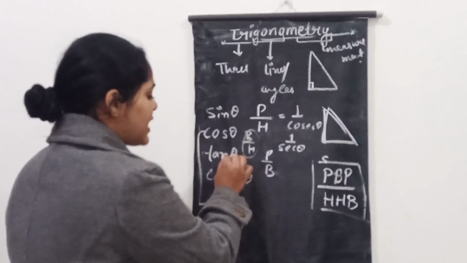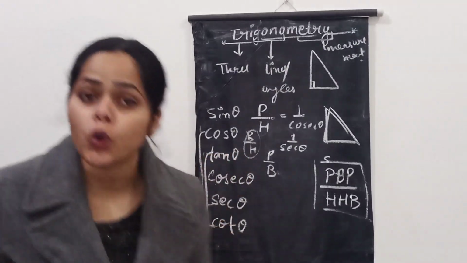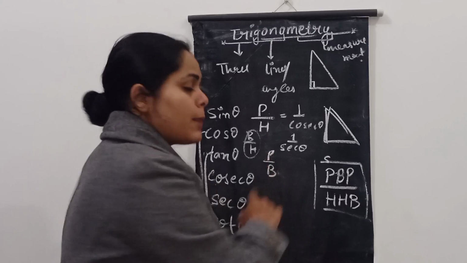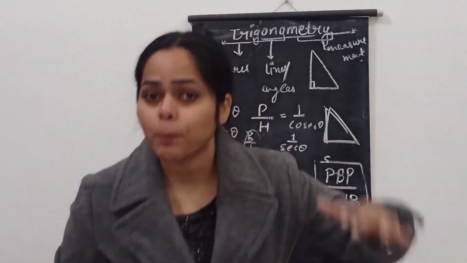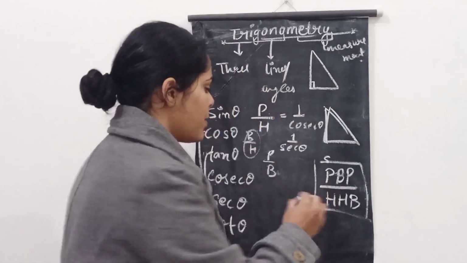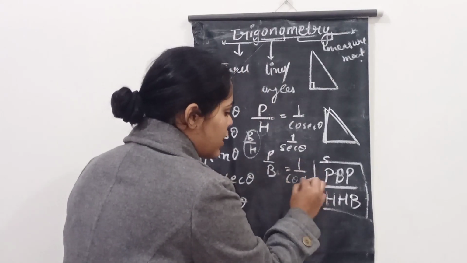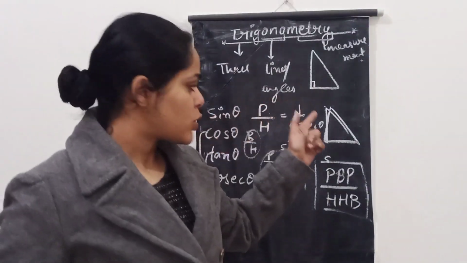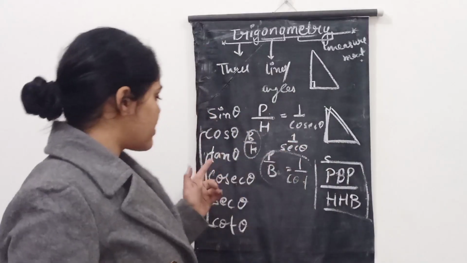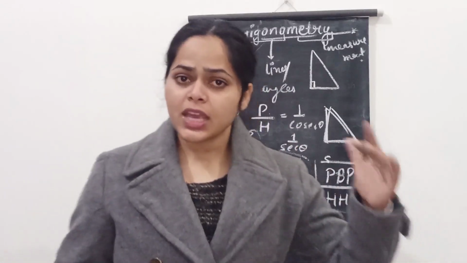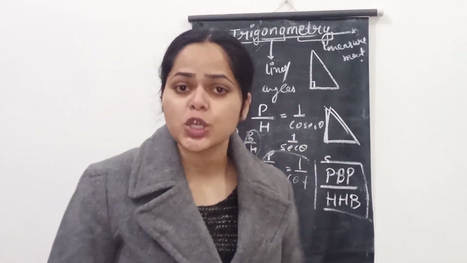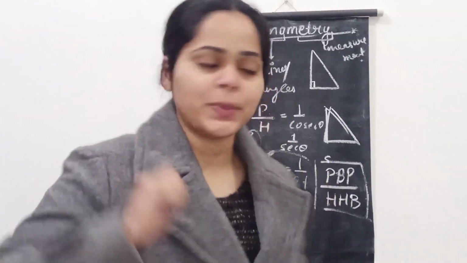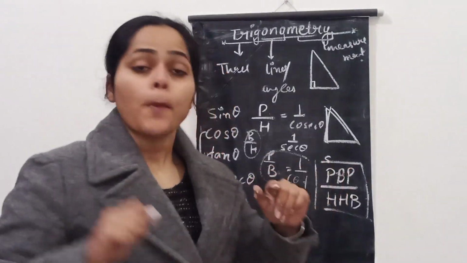The next term is tan. The reciprocal of tan is cot. If tan is P upon B, that means perpendicular upon base, then automatically cot will become base upon perpendicular. So it is all because the reciprocal of sine is cosec, where sine is P upon H, and the reciprocal of cos is sec, because if cos is B upon H, then sec will become H upon B. If tan is P upon B, then cot will become B upon P.